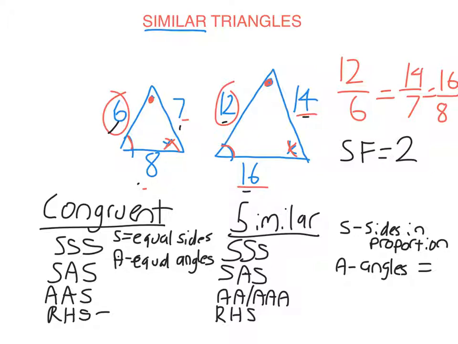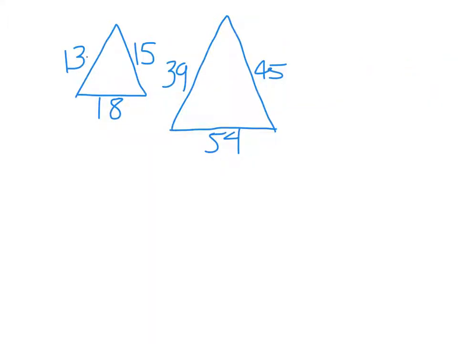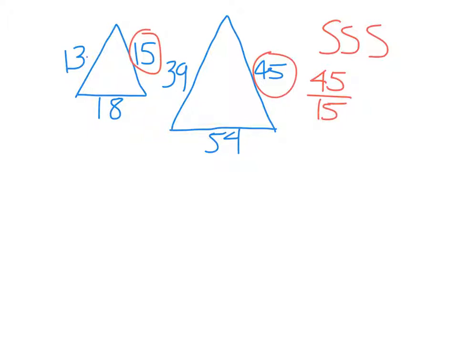So let's look at a couple of examples. Let's say I have these two triangles here. I've got no information about the angles. So I don't know at this point whether all angles are equal, but I can still say that these are similar. They are similar due to the SSS test because the sides are in proportion. To show that sides are in proportion, I take a side in the larger triangle, divide by its corresponding side in the smaller triangle, and I should get the same no matter which sides I use. So 45 over 15 gives me 3, 54 over 18 is also 3, as is 39 over 13.